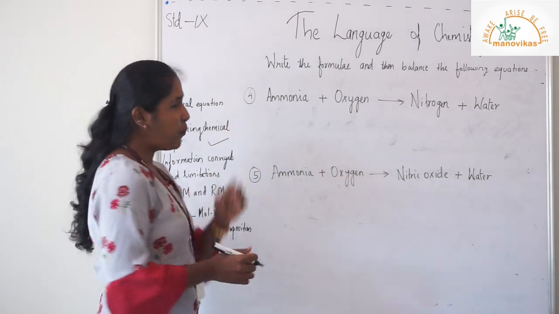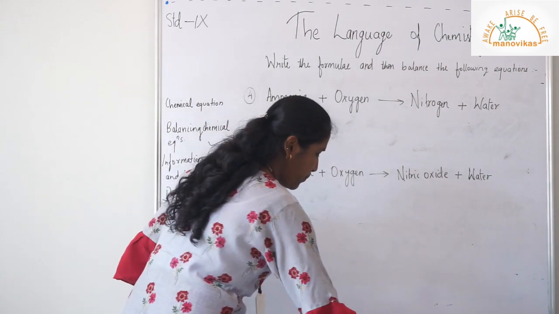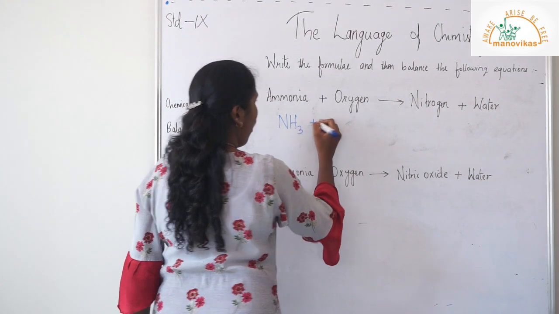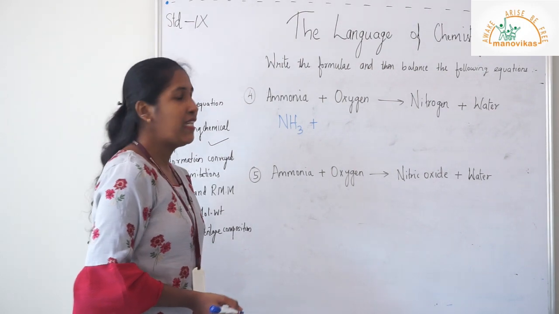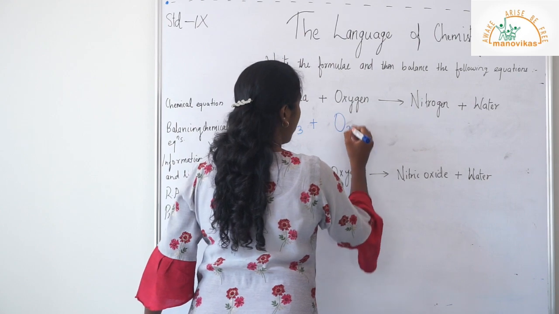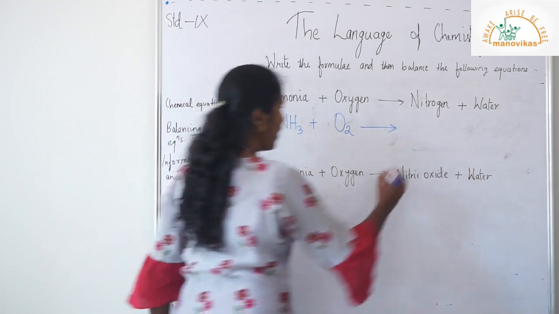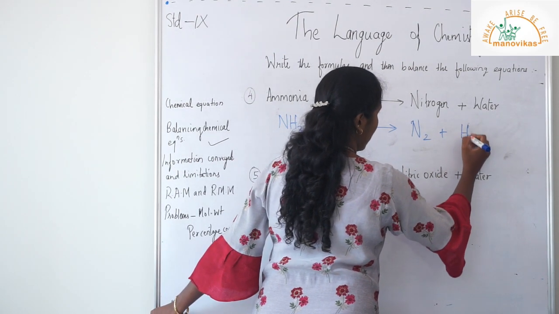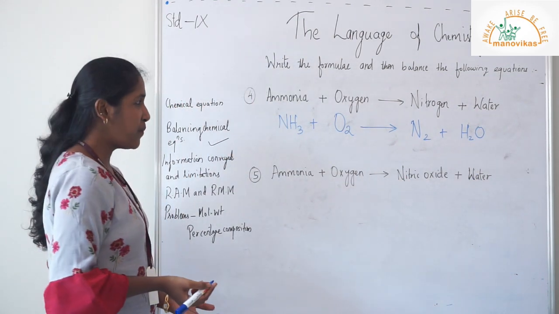So you all tell me, for ammonia, what formula you are going to use? NH3, correct. Ammonia is NH3. Oxygen. What are you going to write for oxygen? Is it O or O2? Yes. Oxygen is a diatomic molecule, so it will be O2. Nitrogen. Again it is diatomic. It will be N2 plus water. That is H2O. Now just start balancing.